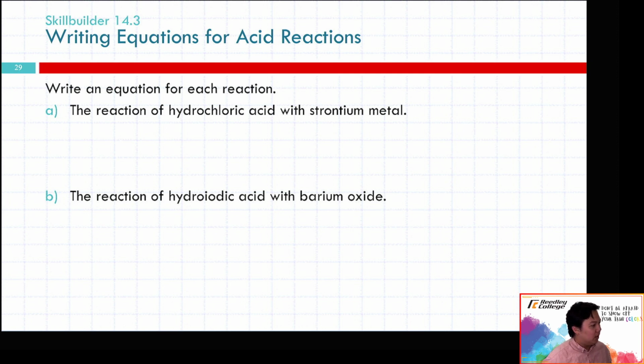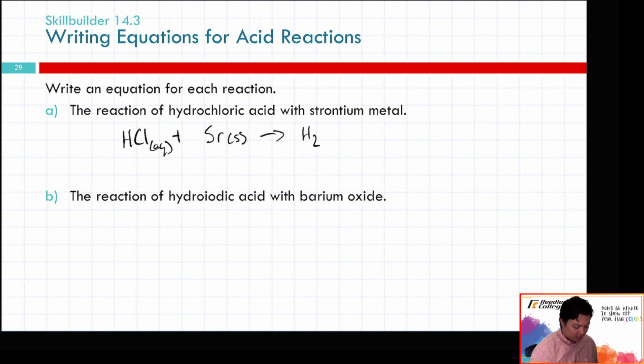So let's write a reaction equation for this reaction. We're going to react hydrochloric acid with strontium metal. So make this a little more permanent. HCl, aqueous, plus strontium, solid. We're going to form hydrogen gas plus SrCl, right? And we need to balance these. So strontium has a 2 plus charge. It would be SrCl2.